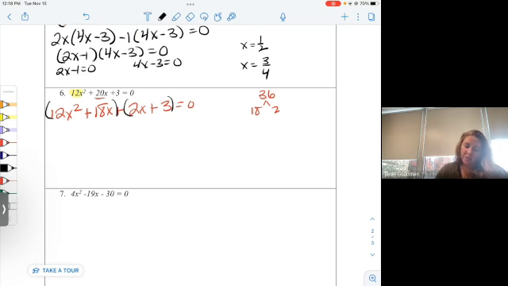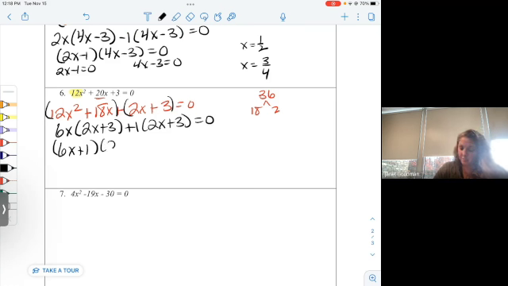What can I pull out of a 12x squared and an 18x? Numerically, they have a 6 in common and an x. And then we're left with 2x plus 3. Oh, look, I wanted 2x plus 3 in my parentheses, so I'm just going to pull out a 1. Undistribute the 6x plus 1.